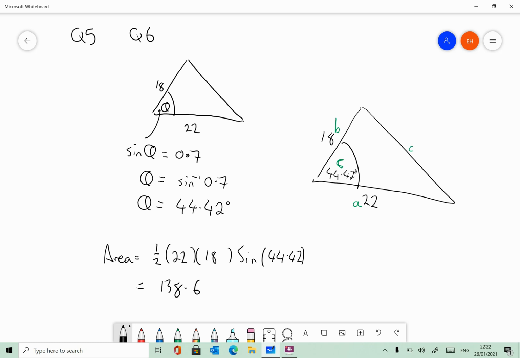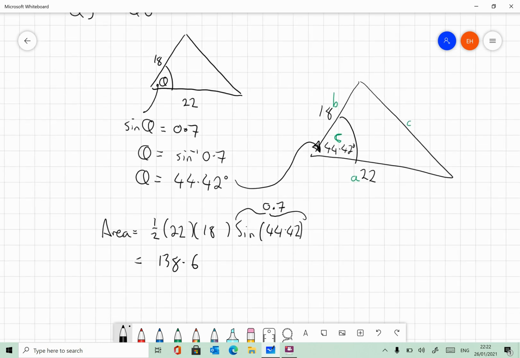Nothing really peculiar there. They effectively gave us this thing here. They told us that that thing there is 0.7, but I get that you guys would rather have a system that you don't like dealing with theta. You would much rather deal with the size of the angle. So that's why I worked out the size of the angle there using the inverse sine.